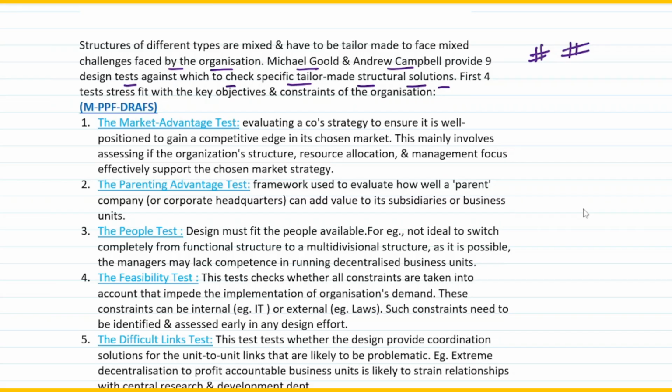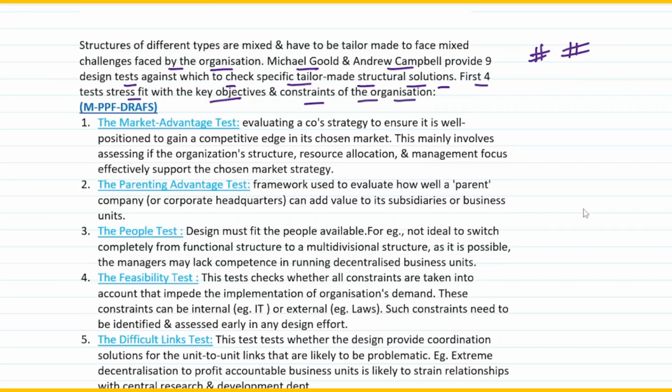Now out of this, the first 4 tests stress fit with the key objectives and the constraints of the organization. So the first 4 are very important, because these stress fit, what they do is that they focus on the key objectives and the constraints. That means the constraints can be something which is lacking in the organization. So that basically concentrates on that, right?